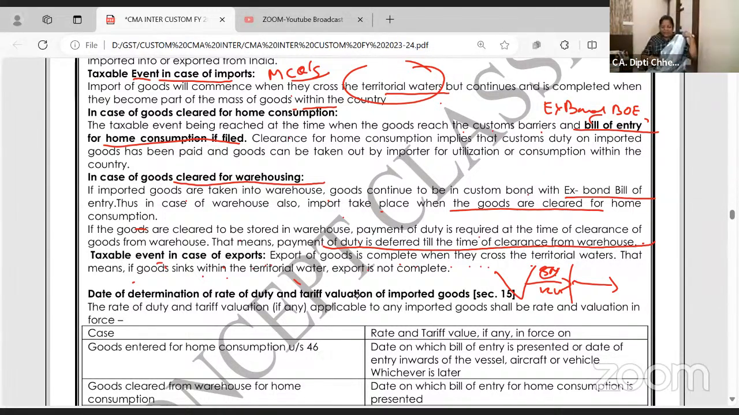Thank you for waiting. Did you get it clear? What is the taxable event of import? When the goods come into territorial waters and bill of entry is presented for home consumption. What is the taxable event in case of export? When the goods export is completed. It's also called entry outward is granted. Bye bye, you can leave. And then the goods cross the customs territorial waters and they are out.